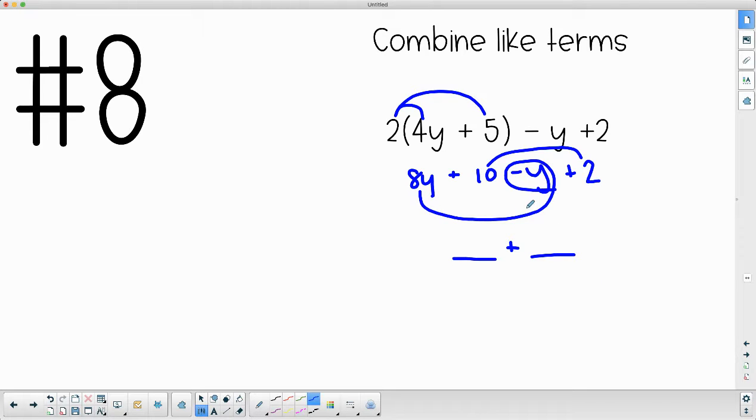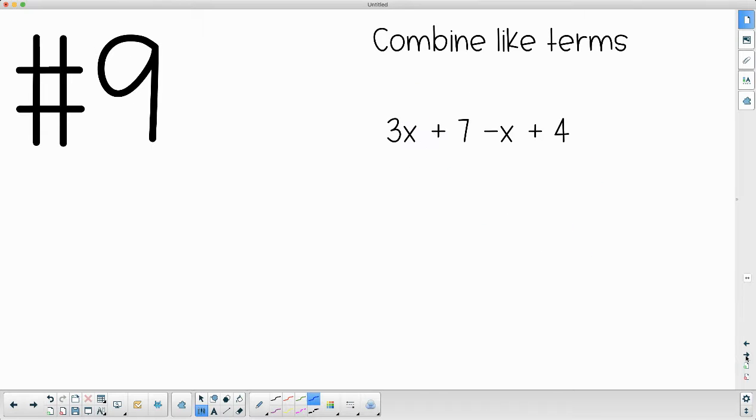So we have 8y's minus a y goes here. 10 plus 2 goes here in the second one.